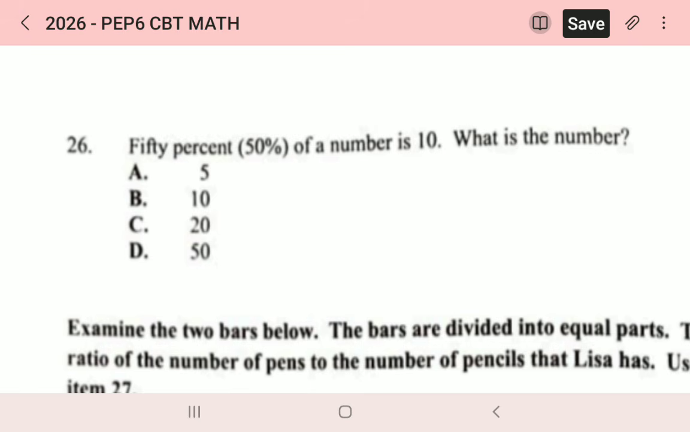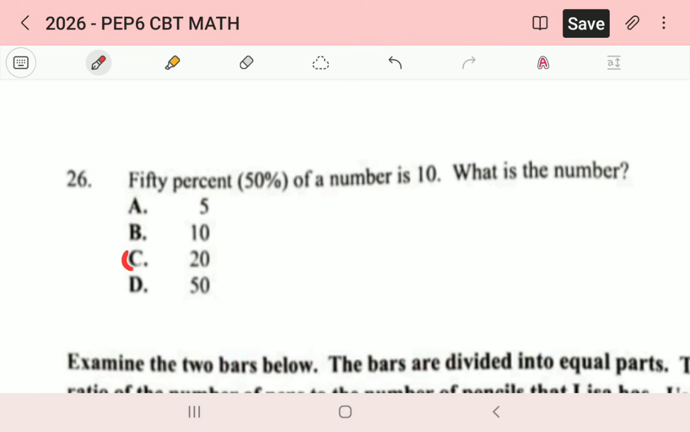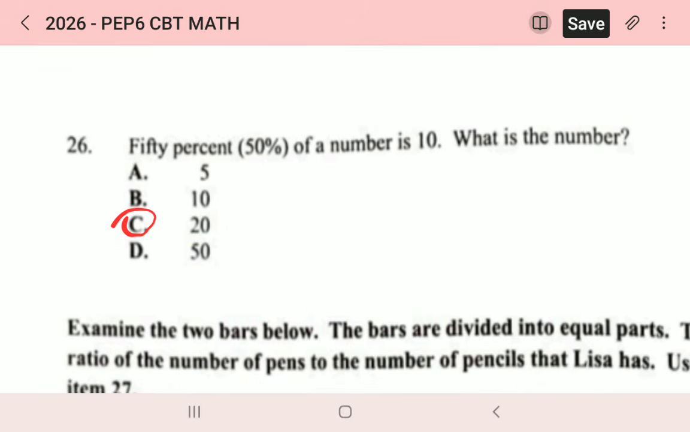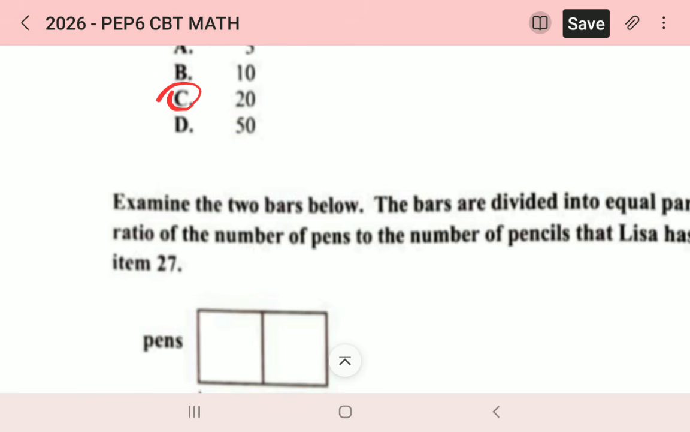26. 50% of a number is 10. 50 is a half. Just remember that. So if a half of it is 10, then the other half must be 10. 10 plus 10, 20. We don't need to work this out. 10 and 10 not 20. Your mother belly empty. You ever sing that song?